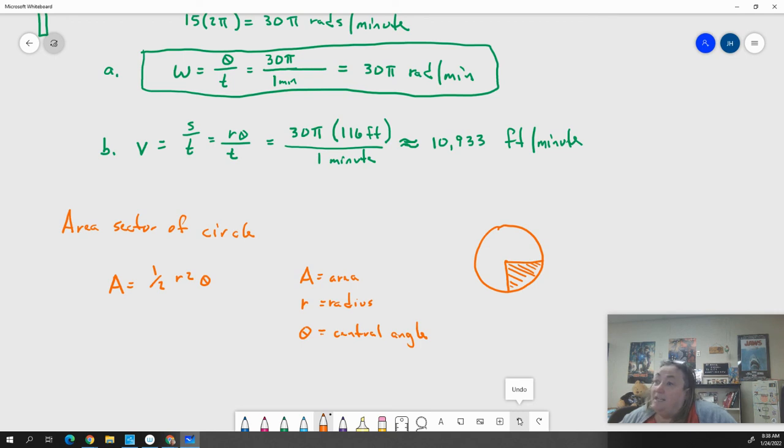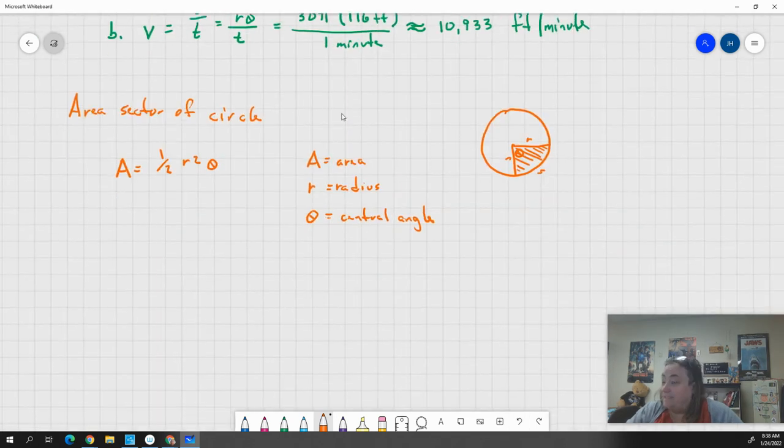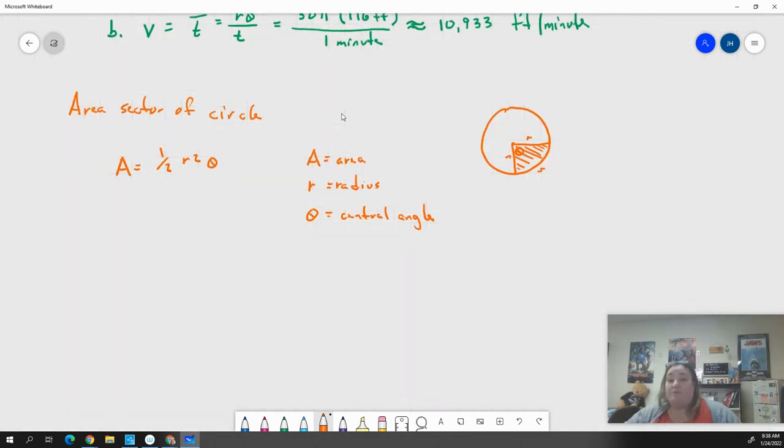This radius is the length from this center, right? This would be a radius. This would be a radius. If we need it, this is S, but it doesn't look like we need it for this. What do we need? We need the radius and our theta, right? This is the easiest one of the ones that we do, but it's also the most useful.